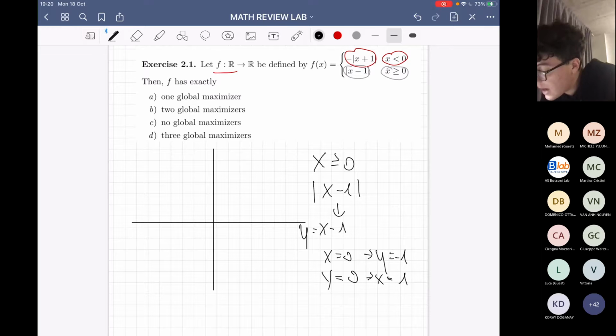So we just draw, and we know this is x, this is y, and when we have x equal to 0, we will have a point here at minus 1, to draw the function. And when y is equal to 0, we will have x equal to 1. So first of all, if you want to draw x minus 1, this will be the drawing of the function. But of course, we know that we have to draw the absolute value of x minus 1.